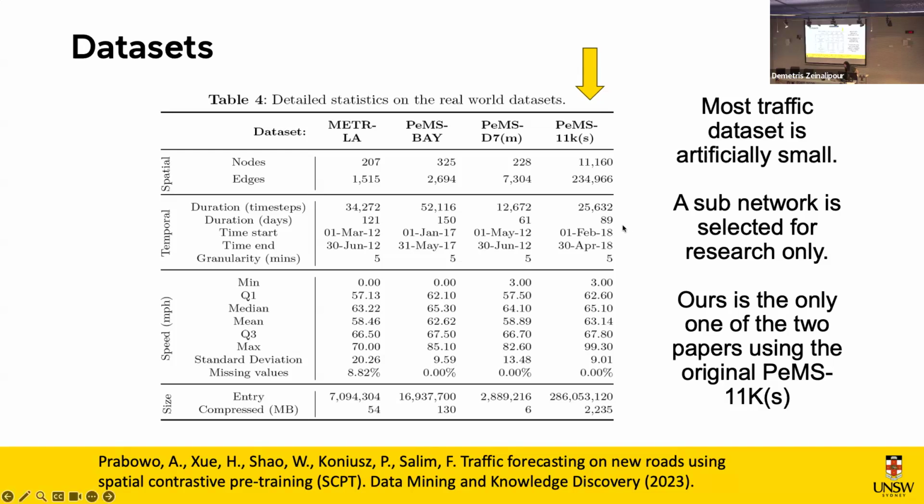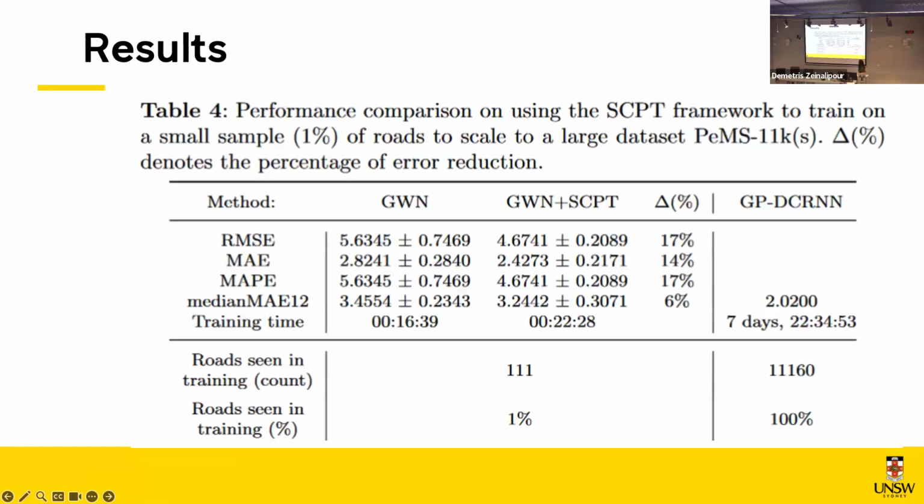Now, what about if we take it to the extreme? We apply our SCPT, the spatial temporal splitting strategy, and we only use 1% of the data in training, and do validation and testing on the remaining 99%. So that's what we did. So what you're seeing here, this is the original Graph WaveNet. Okay, you can see the cursor.